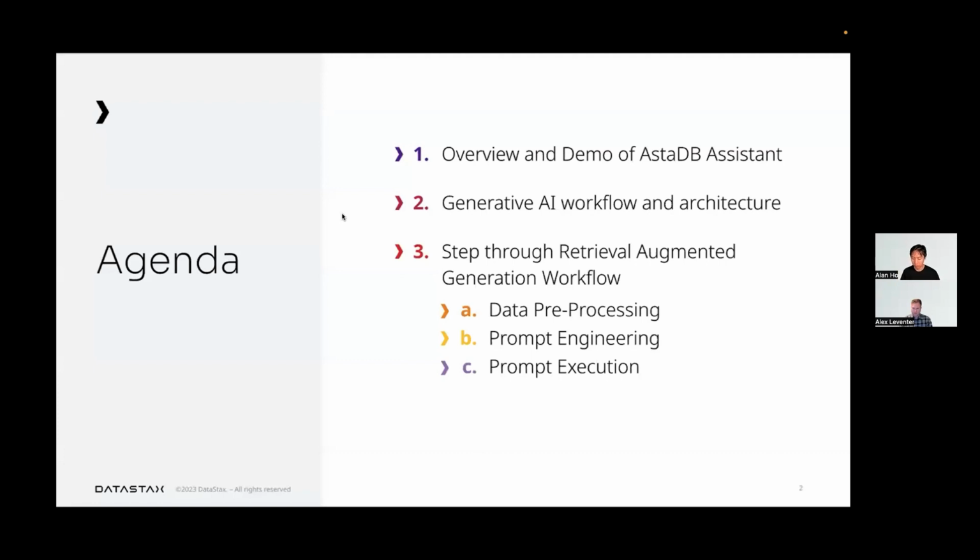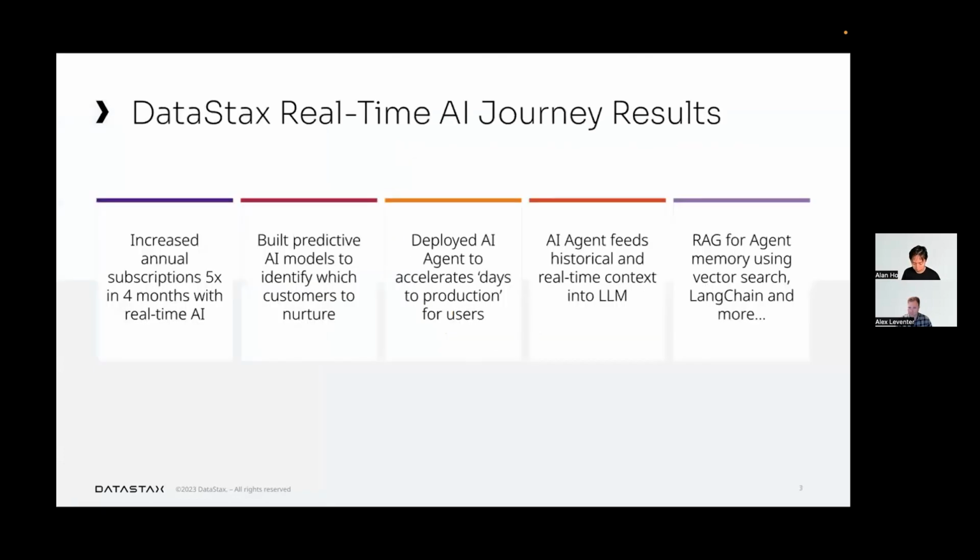All right, so I'm going to first give you an overview of the assistant, what we're trying to do. Then I'm going to talk a little bit about architecture, the generative AI workflow and the various components needed. Then I'm going to go step by step on how to build a retrieval-augmented generation workflow. We'll talk about the data pre-processing that's needed, how to generate highly contextual prompts, how to execute the prompts, and what to do afterwards.